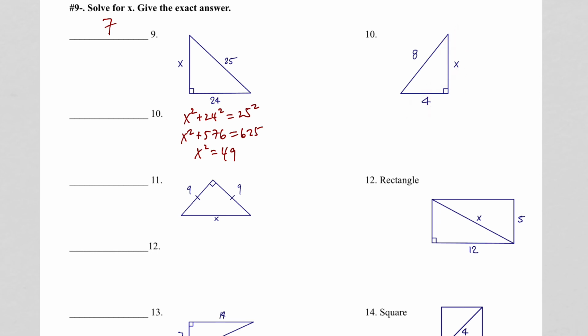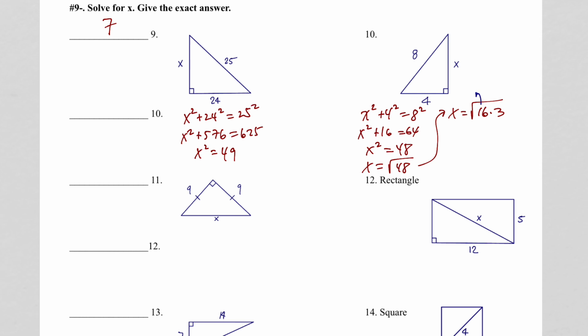Here, these are the legs. So x squared plus 4 squared is equal to 8 squared. So x squared is equal to 48. So x is equal to the square root of 48. This is 16 times 3. Take out the 16 by square rooting it and get a 4. So this is 4 root 3.